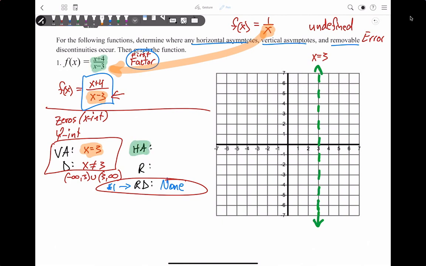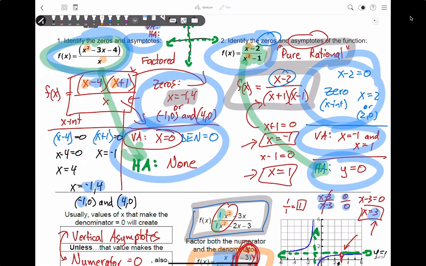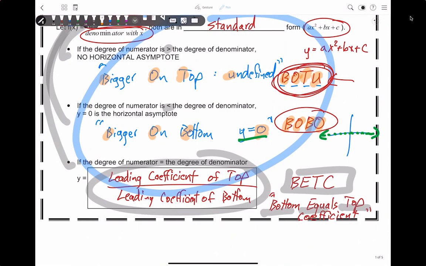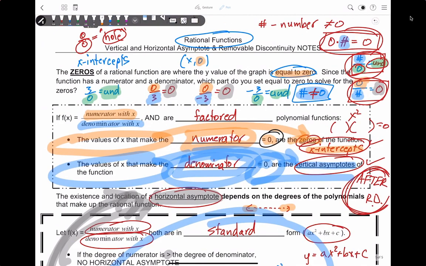The powers of x are important: x to the 1, x to the 1. That means they're the same. So there's that back here. Bottom equals top, it's the coefficients.